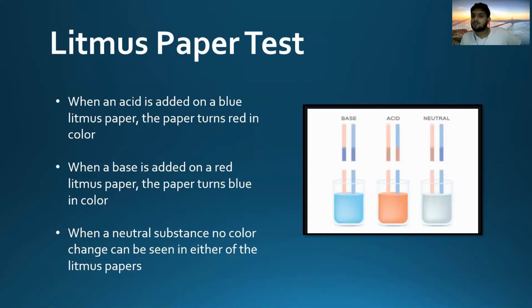If you soak the blue litmus paper or the red litmus paper into a neutral substance, there won't be any color change. So if there is no color change with either of the litmus papers, that means it is a neutral substance. Simple as that. This diagram will show you correctly. If it's an acid, the blue litmus paper is turned into red. If it's a base, the red litmus paper is turned into blue. And with neutral, there is no color change.